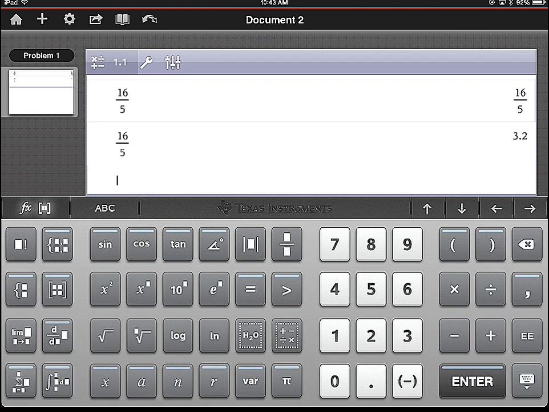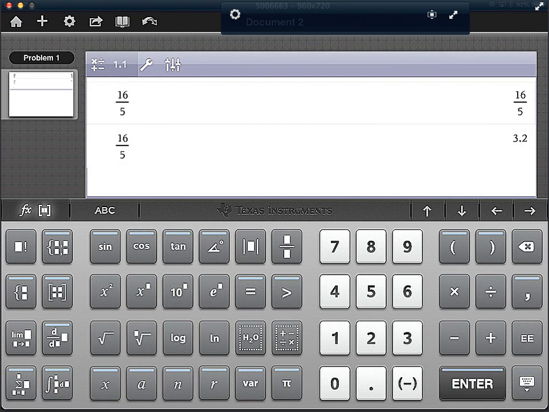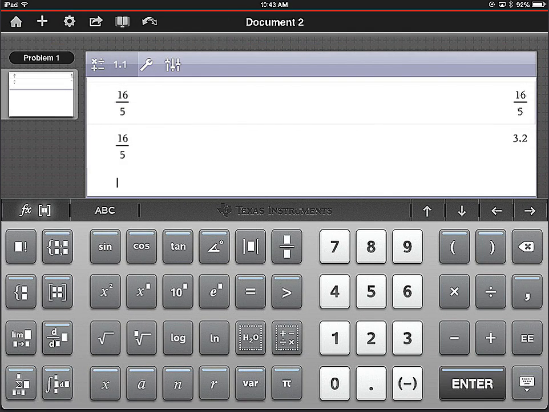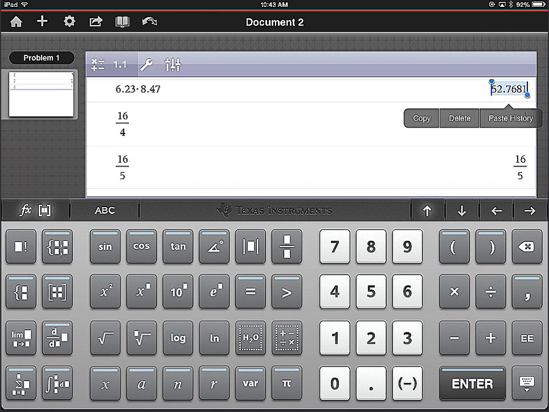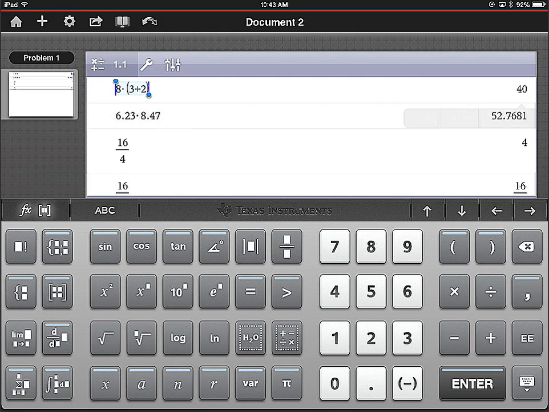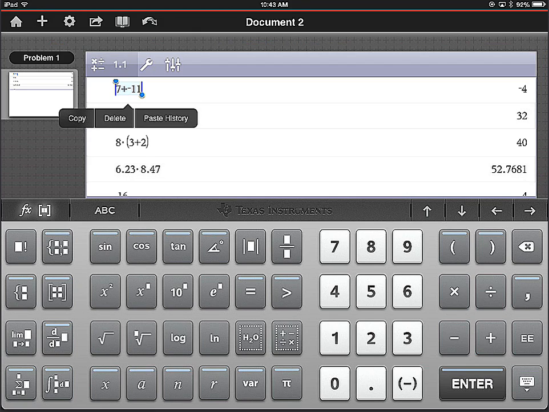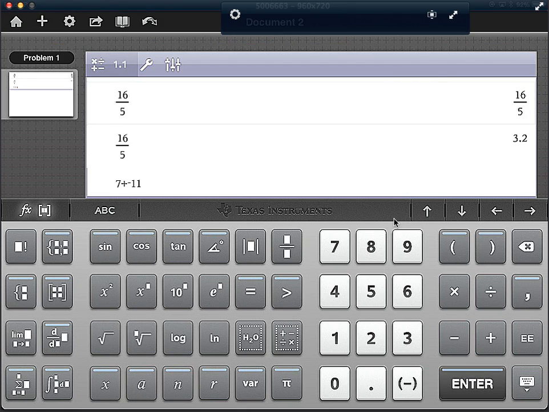If I want, I can use these arrow keys by pressing the up arrow right here repeatedly. It's going to scroll up through my history of the problems that I did previously in this document, since the beginning of when I started this document. Let's say I want to go back and get the 7 plus -11 again. To get back to the current problem, I can just press enter. There it is. And it brings it back down to the current line, the current action line.